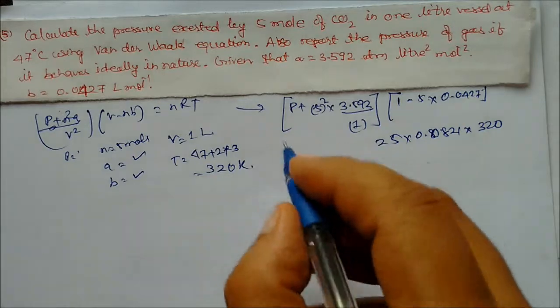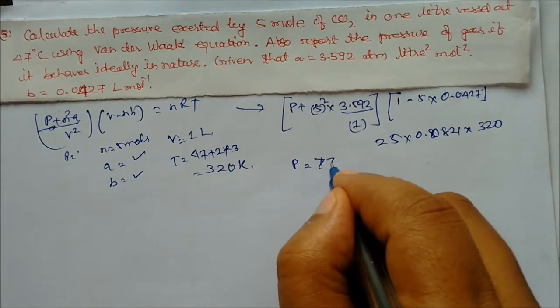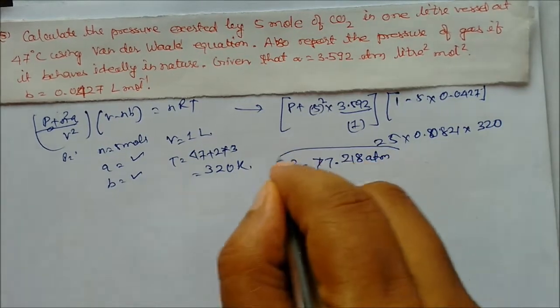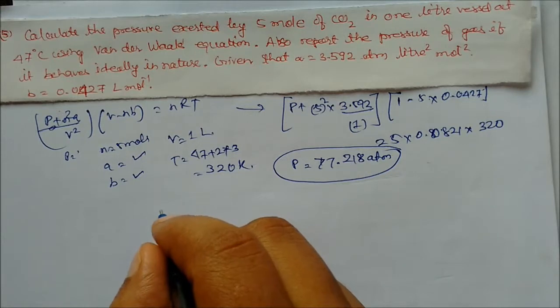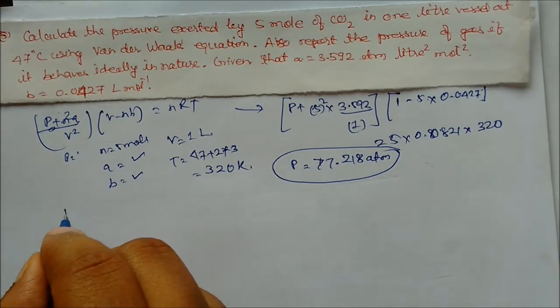So everything is calculated, and you will get the pressure here as 77.218 atmospheres. I have calculated this, so if you calculate, you will get this. So this is the van der Waals pressure. Now for the ideal gas pressure. So for the ideal gas.